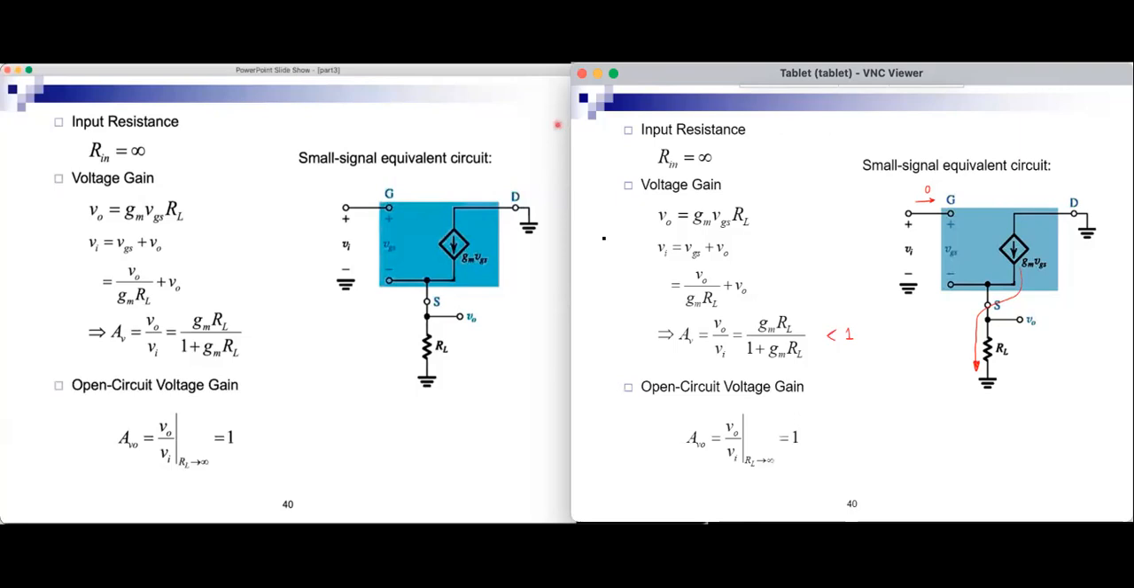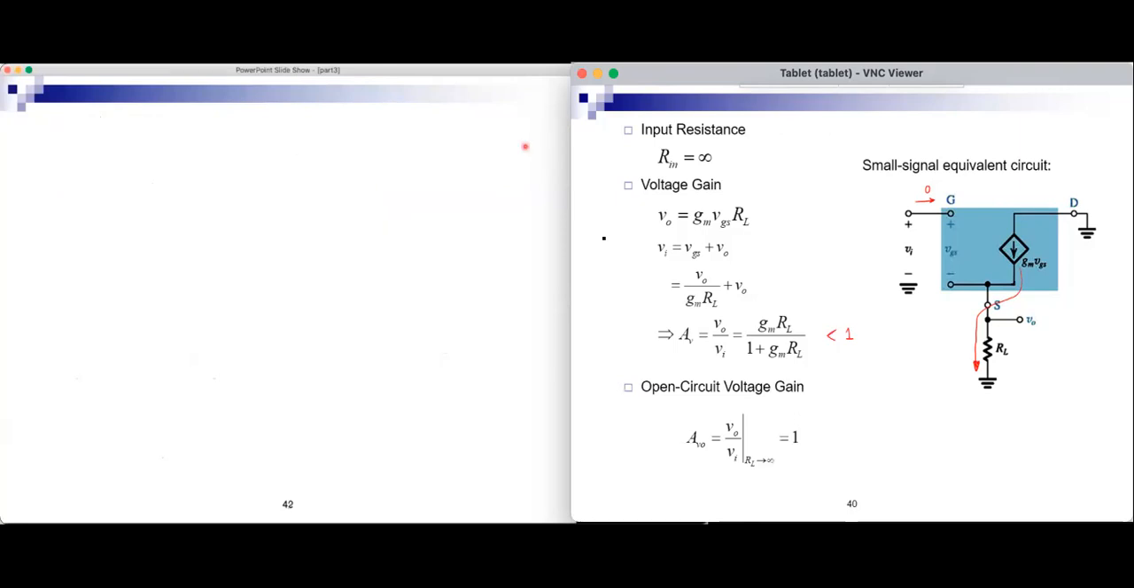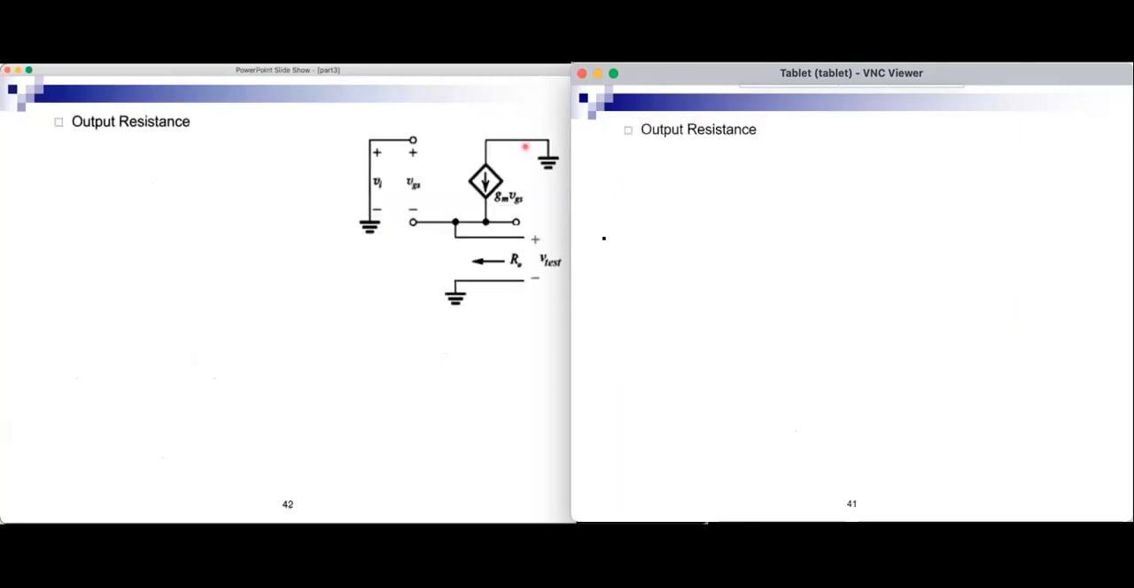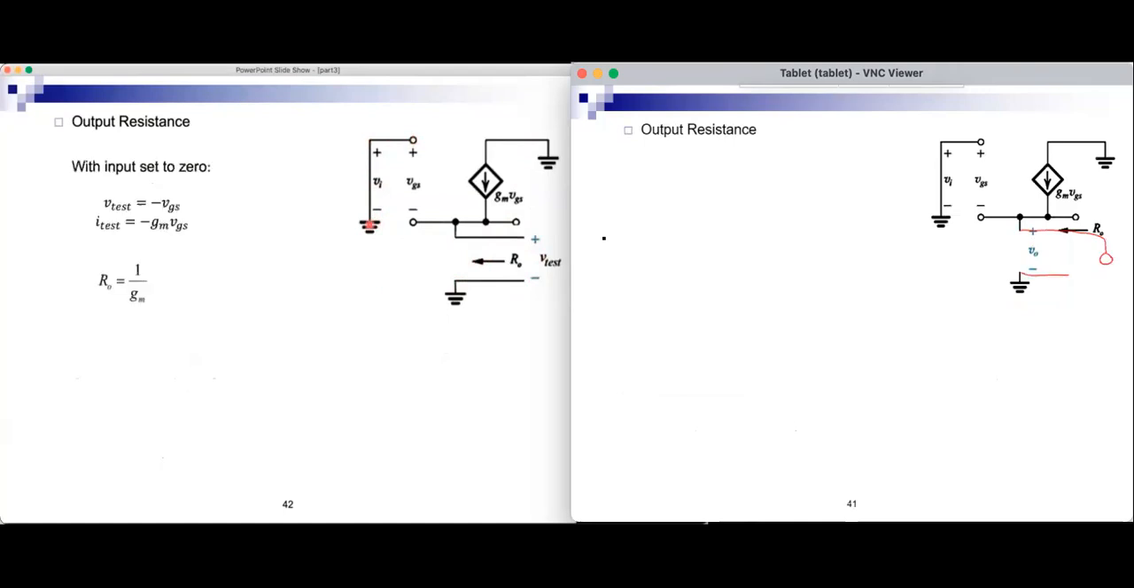Let's look at the output resistance. For output resistance, we will disconnect the load. So the load was here, we're disconnecting it, and we replace it with a test source. And we set the input to 0. So now VI is 0, and the gate, which is here, is grounded. So because the gate is grounded, V test, which is the voltage at this node to ground, is minus the voltage at this node to ground. So V test is minus VGS.